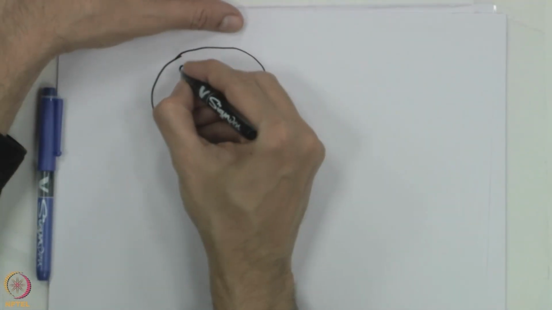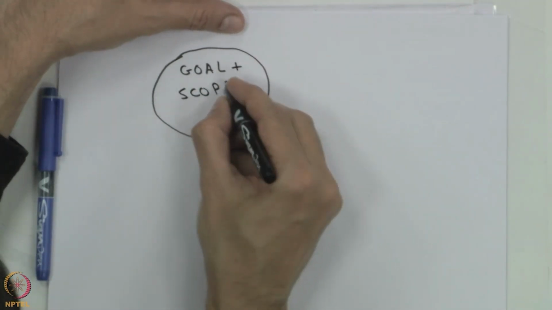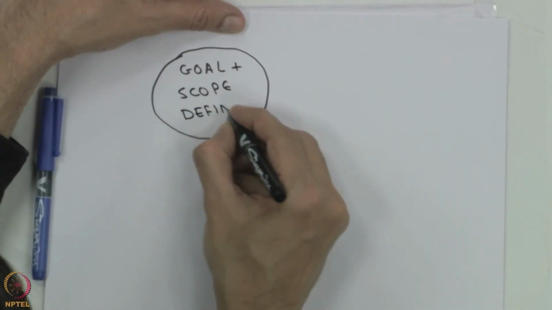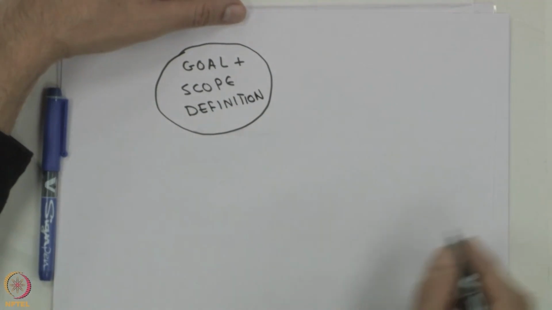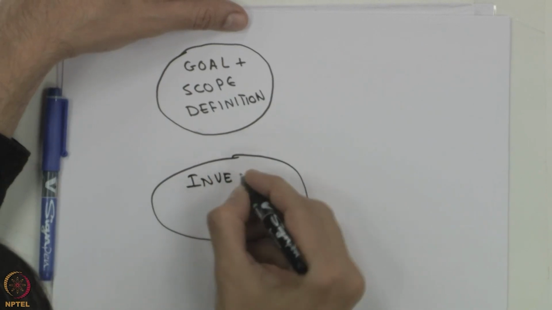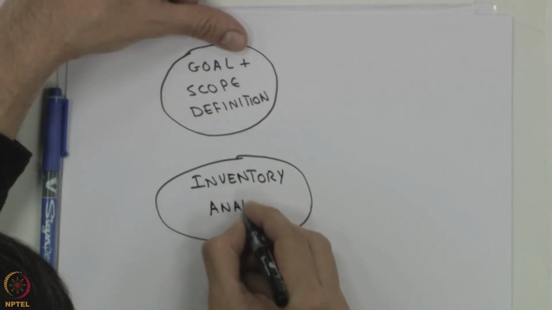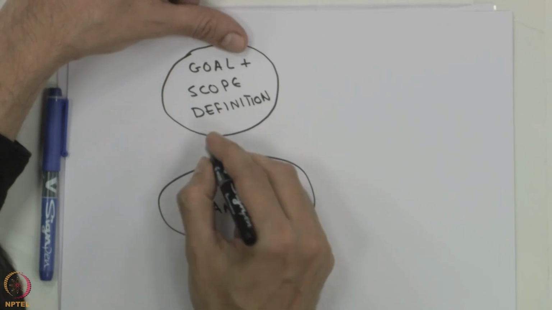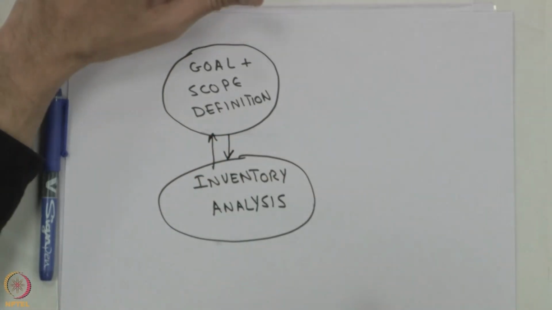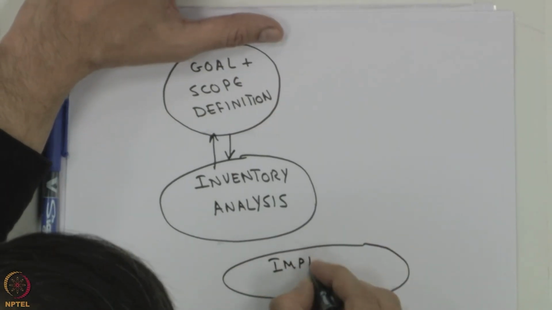So if we look at the methodology for life cycle analysis, the first step is to identify the goal and the scope, define the scope and the goal. Once we define the goal and the scope, we can then look at what is the inventory, what are the inputs and outputs going into the system boundary that we have, and of course there is some iteration both ways between the goal and the inventory analysis. Based on this, we can then do an assessment of the different impacts.